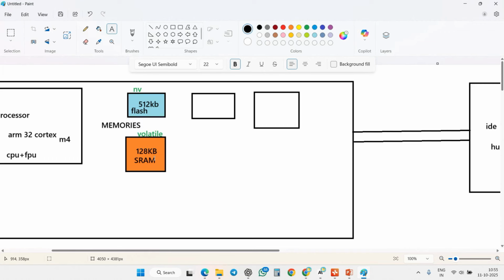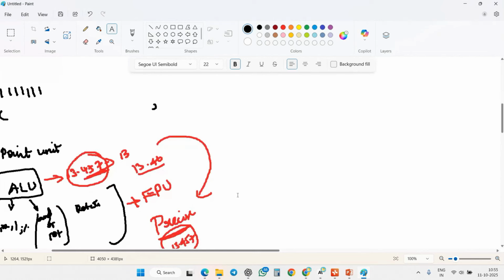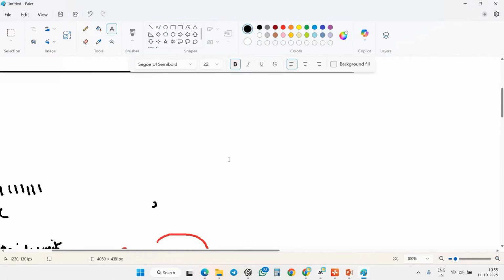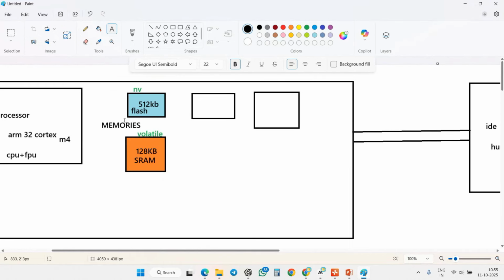Okay, these two are memory. If you just look at it in normal terms, we have different types of memories, like primary memory and secondary memory. So we have RAM and ROM. RAM is volatile, ROM is non-volatile. In RAM, we have SRAM and DRAM. ROM, PROM, EPROM, and flash also come under that. So we have different types in it.